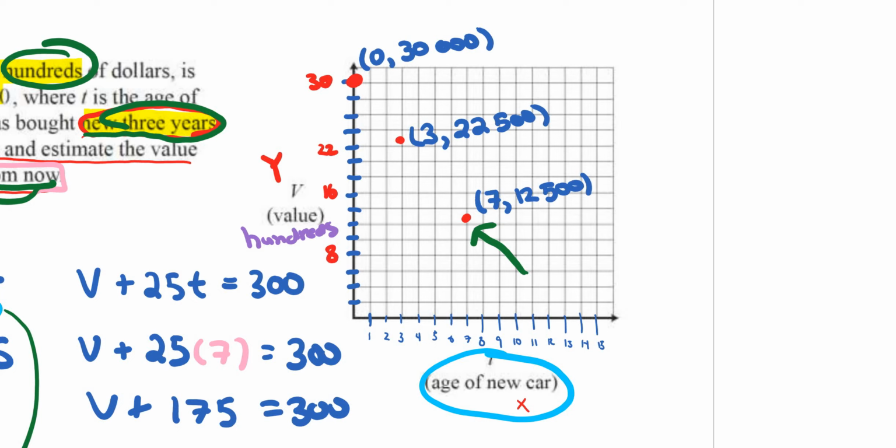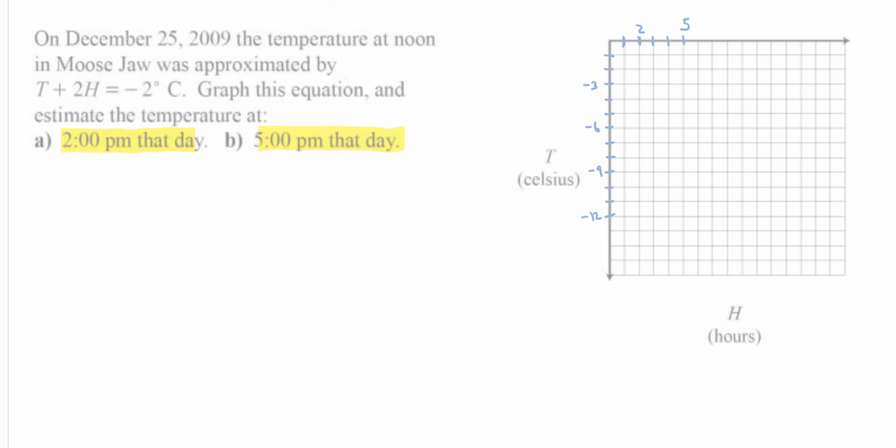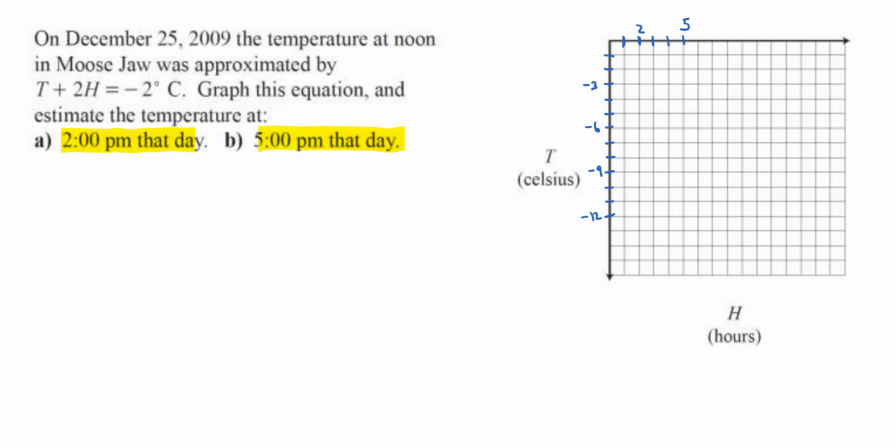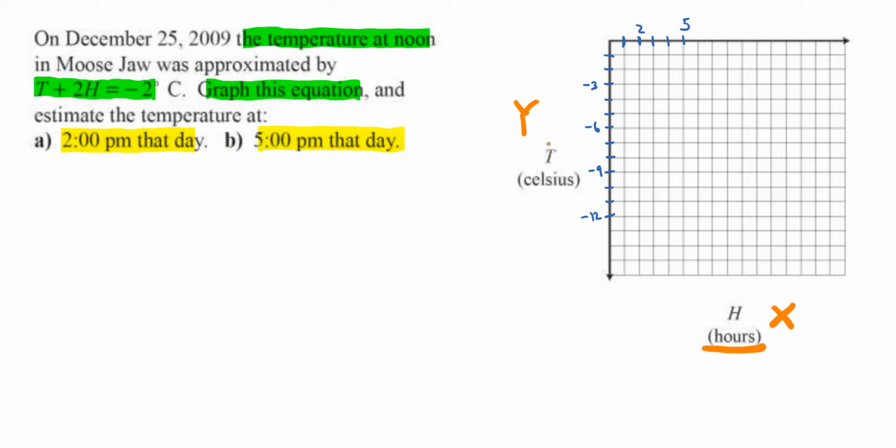Let's move on to question number 8, and then we'll finish this homework video guide. Okay, let's take a look at question number 8 now. In question number 8, on December 25th, 2009, the temperature at noon in Moose Jaw is approximated by this equation right here. And I need to graph this equation and also estimate the temperature at 2 p.m. and 5 p.m. of that day. Okay, so the x-axis is represented by hours, and the y-axis is represented by the temperature, degrees Celsius.